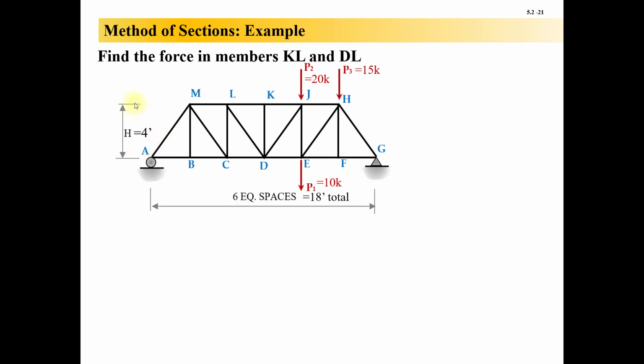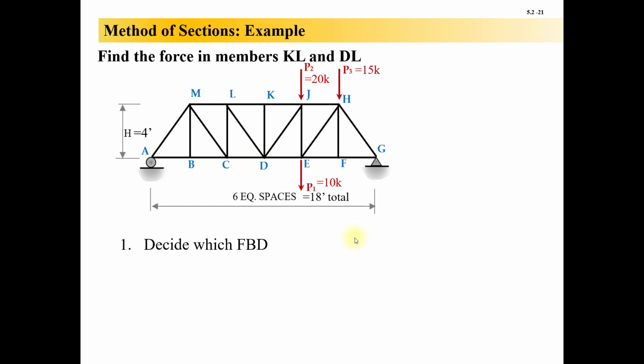The truss height is 4 feet tall. It's got 3 different point loads applied, 1 at the bottom, 2 at the top, of 10 kips, 20 kips, 15 kips. And I want to find the members KL and DL. I want to find those forces. So if I did method of joints, I'd be bouncing all over the place trying to get there eventually. Whereas if I use method of sections, I can get there very quickly.